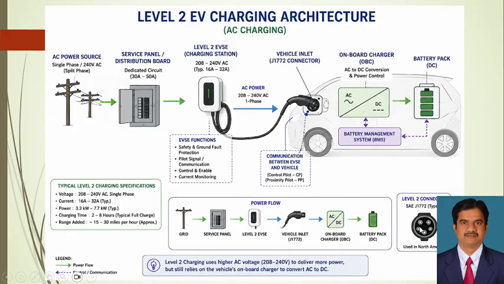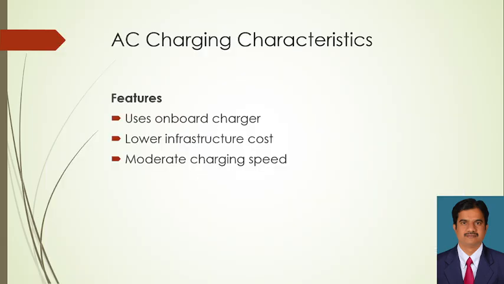See, this is what the level 2 connector looks like. There are 5 points inside the connector of SAE J1772. It is a type 1 connector. The main features of AC charging are that it uses the onboard charger, lower infrastructure cost, and moderate charging speed.